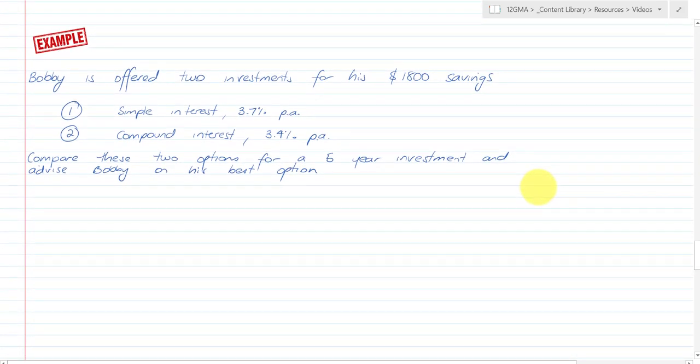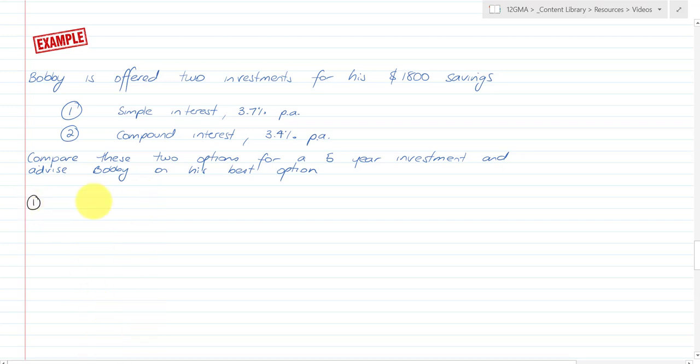Bobby's offered 2 investments for his $1,800 in savings. Simple interest at 3.7% per annum, or compound interest at 3.4% per annum. Compare these 2 options for a 5-year investment and advise Bobby on his best option. So in this case, he's offered 2 investments. Let's look at each of them in turn.